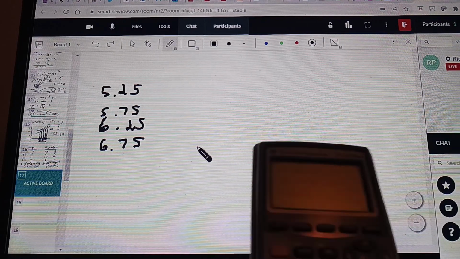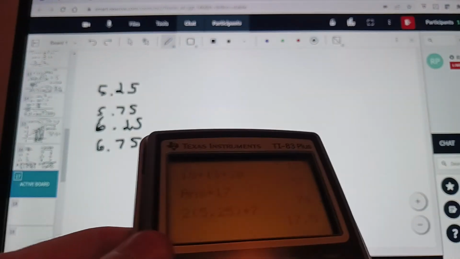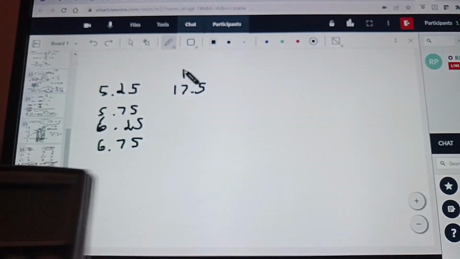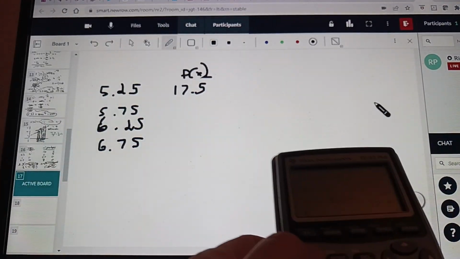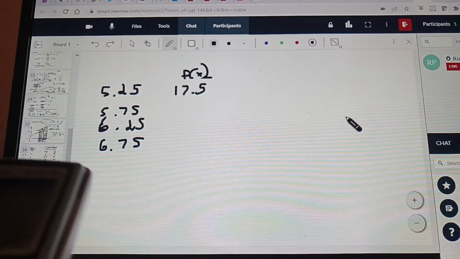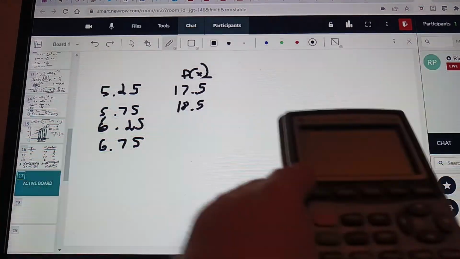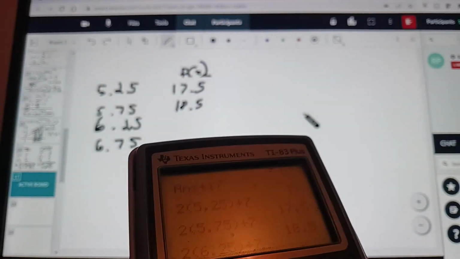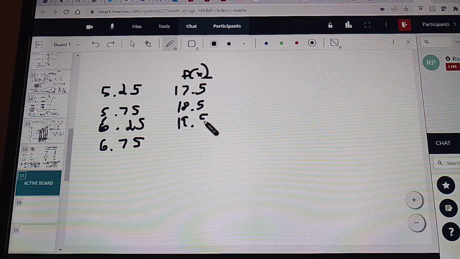So 2 times 5.25 plus 7. The first one is 17.5 for f of x. That would be the height of the rectangle at that spot. Then I can quickly hit second enter and change it to 5.75. Now I've got 18.5. Now when things are linear, you can see how the answers are going to go already. But 6.25 should give me a 19.5, yep. And then 20.5.